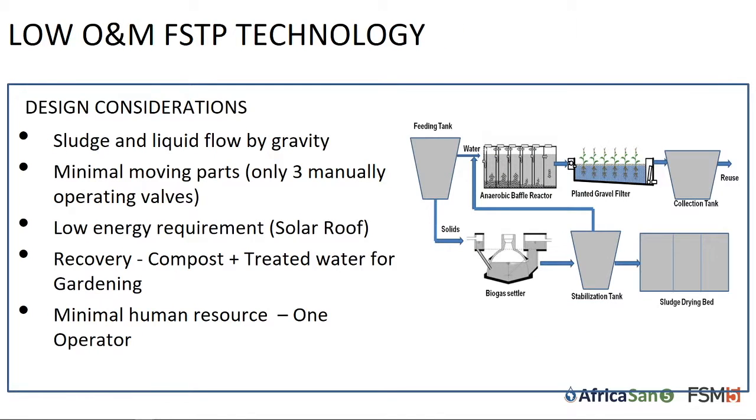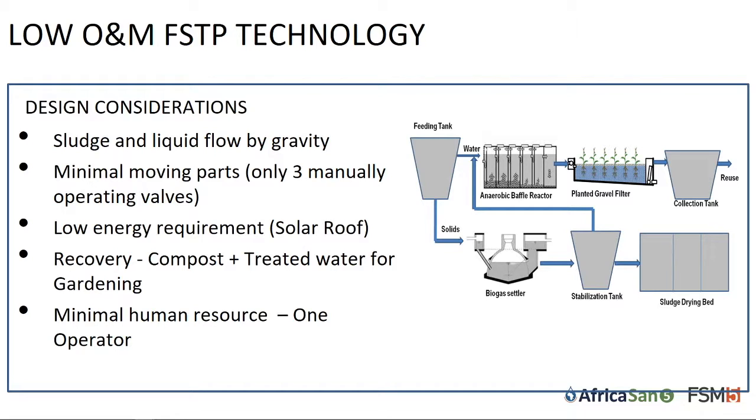Going forward with the O&M technology, how we designed it: we have an initial phase of solid liquid separation. From there, the sludge is treated anaerobically, where it is stabilized and dewatered in drying beds. It is made sure that we have minimal moving parts, just 3 manually operated valves to move the liquid from one chamber to the other and the sludge from one chamber to the other. Everything flows under gravity. There are no pumps or anything used here.